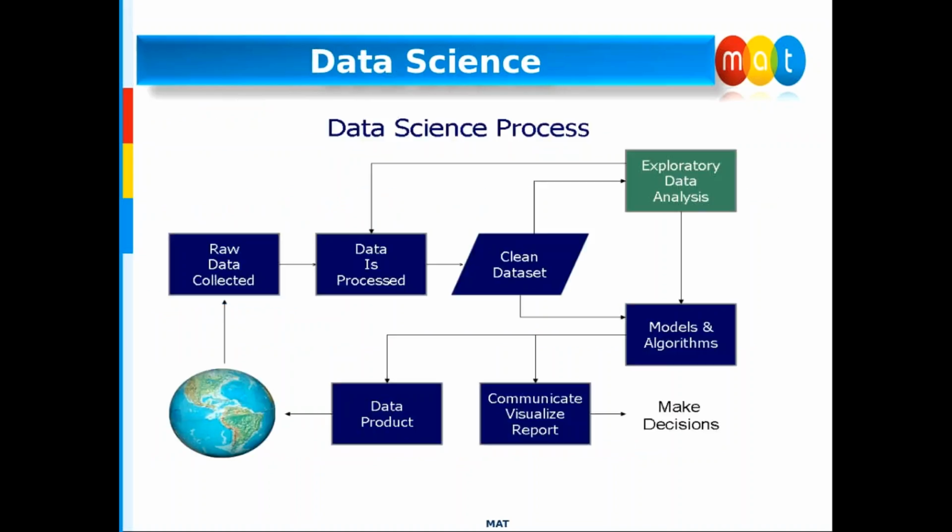Okay, so let me give you an overall idea of the data science process. Right? So you collect raw data, then you process the data, you clean the data, explore the data. That means analysis, analytics. Then you prepare models, that means algorithms, then communicate those algorithms, take decisions, or send that model as a product to the public to start using it.